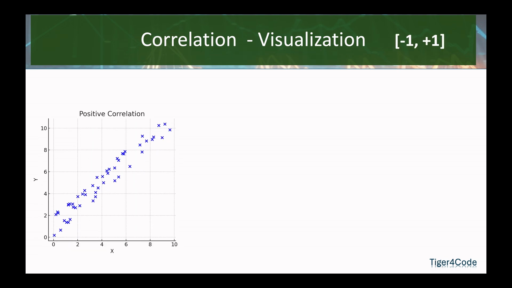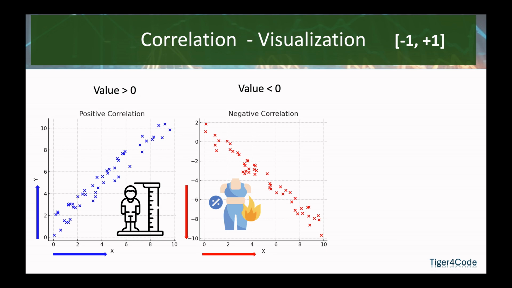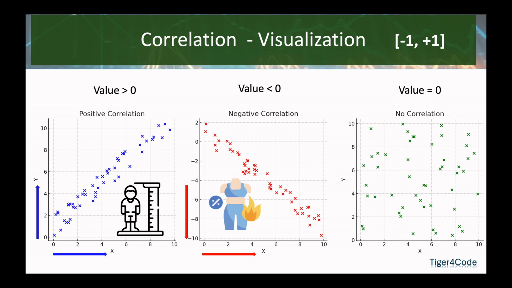There are three types of correlation based on its value. Positive correlation, when the value is bigger than 0. As one variable increases, so does the other. Example, height and weight. Negative correlation, the value is less than 0. As one variable increases, the other decreases. Example, amount of exercise and body fat percentage. No correlation, value 0. The variables show no clear linear relationship. Example, shoe size and IQ.